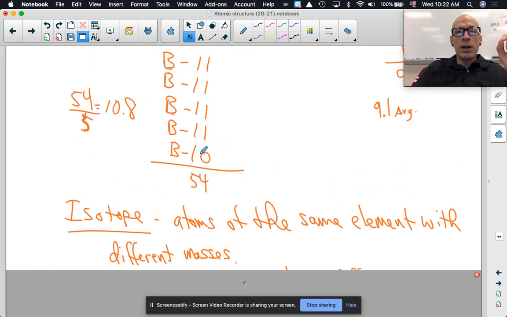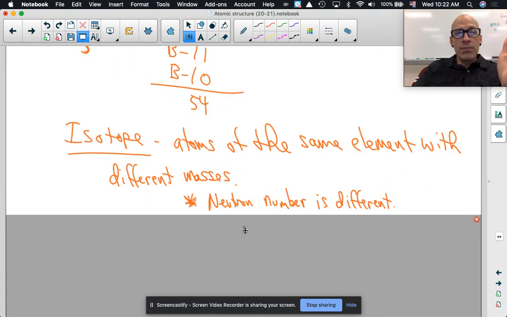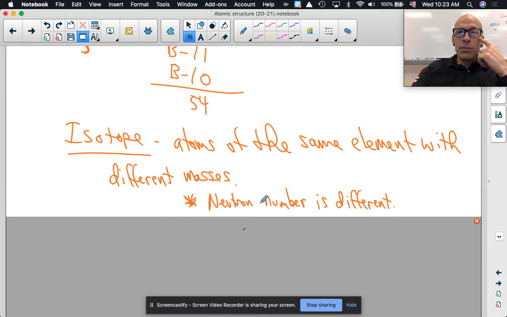So there's a boron that has a mass of 10, and there's a boron atom that has a mass of 11. They're both isotopes of the boron element. Again, the only difference between them is that they have a different number of neutrons. Their masses are different because of a different neutron number. The proton number can't be different or it's not the same element. Same element means same number of protons. The neutron number is the only thing that can be different.